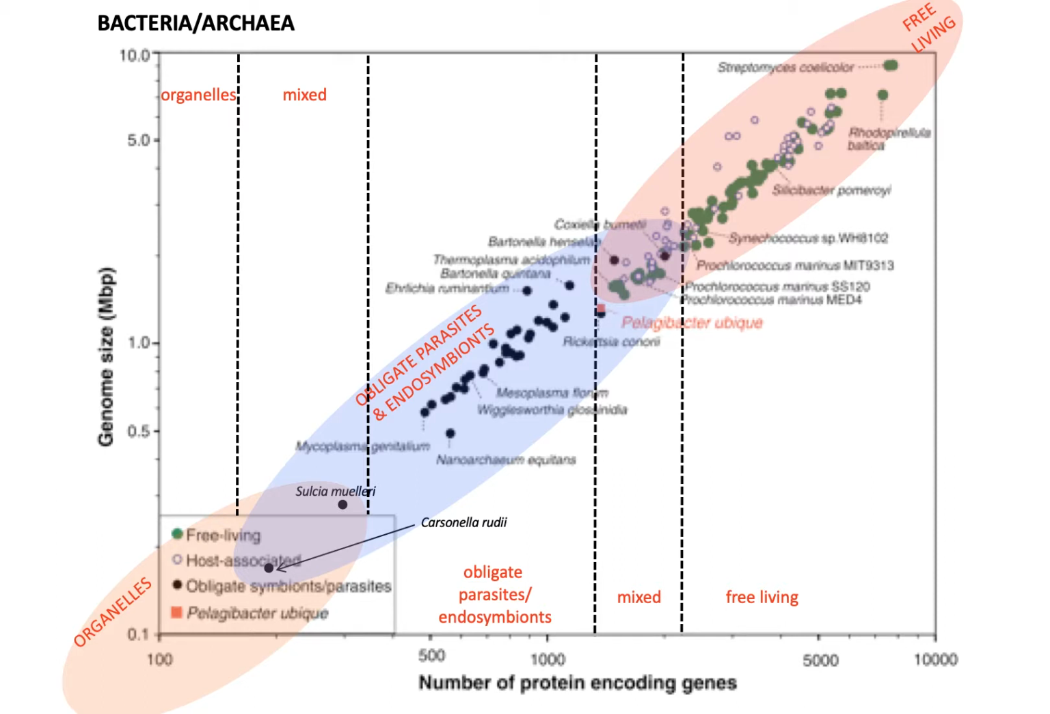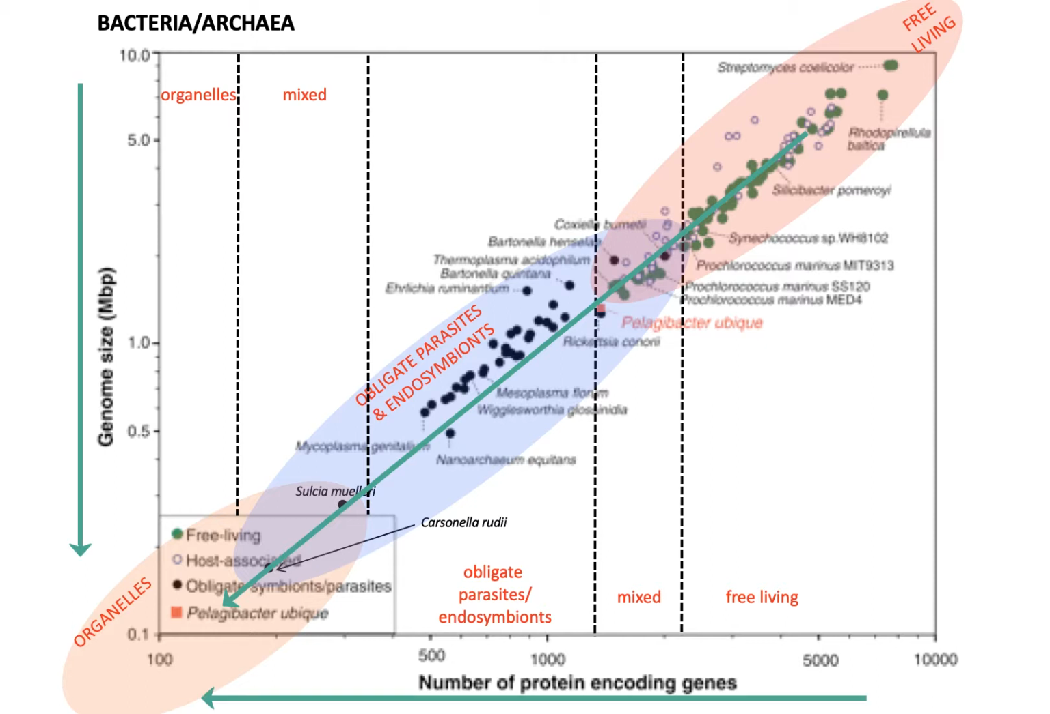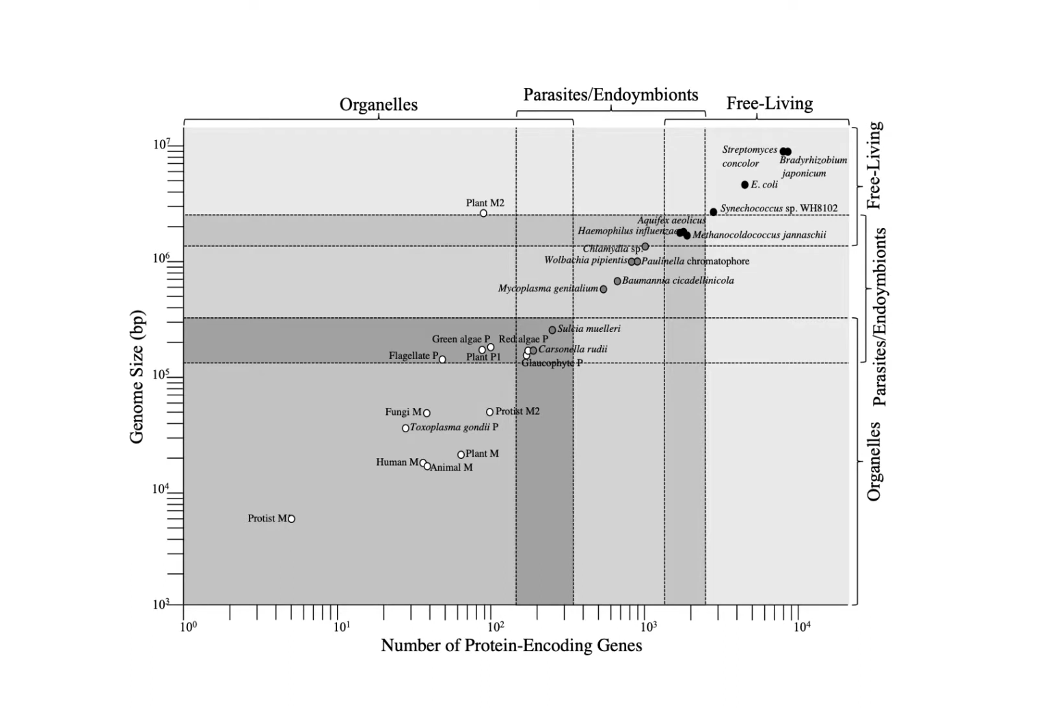So in general, when you have this evolution from free living to parasites to endosymbionts to organelles, the trend is for reduction in the genome size and reduction in the total number of protein encoding genes. These are some other organisms plotted, and again, you can see the same trend where larger genomes with larger numbers of protein encoding genes, those organisms are free living. Of course, they're interacting with other organisms as well, but they're more or less free living.